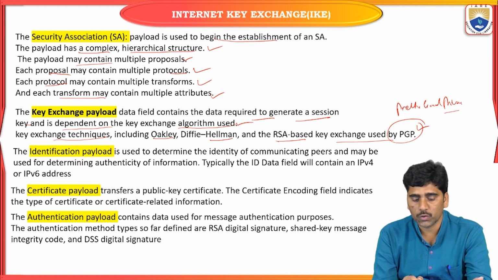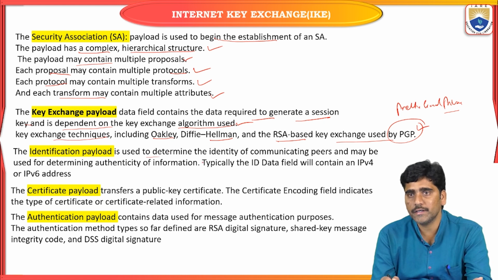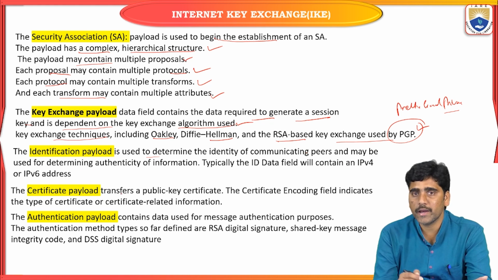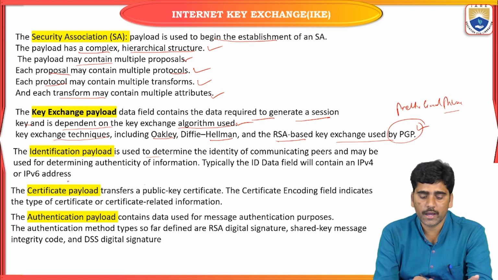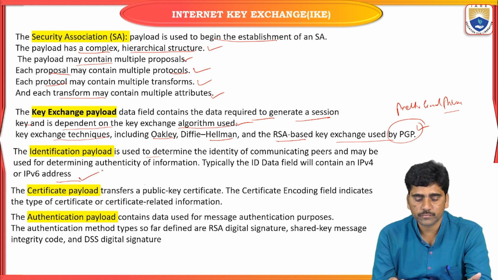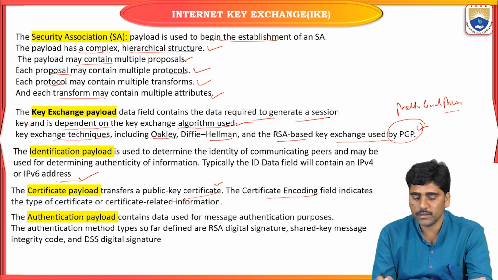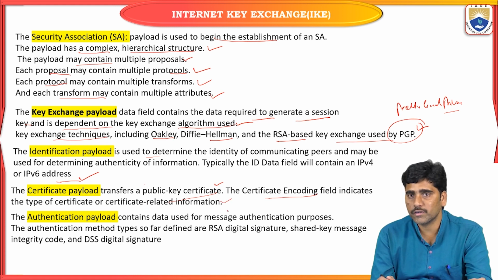And the identification payload is used to determine the identity of communicating peers, communicating systems, and may be used for determining the authenticity of information. Typically, the ID data field will contain an IPv4 or IPv6 address. And the certificate payload transfers a public key certificate. The certificate encoding field indicates the type of certificate or certificate-related information.